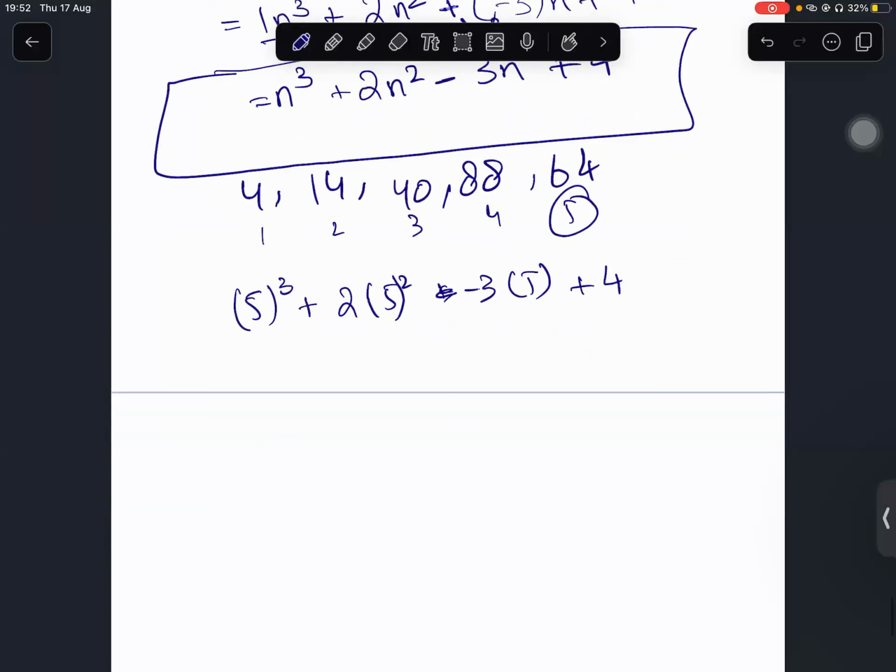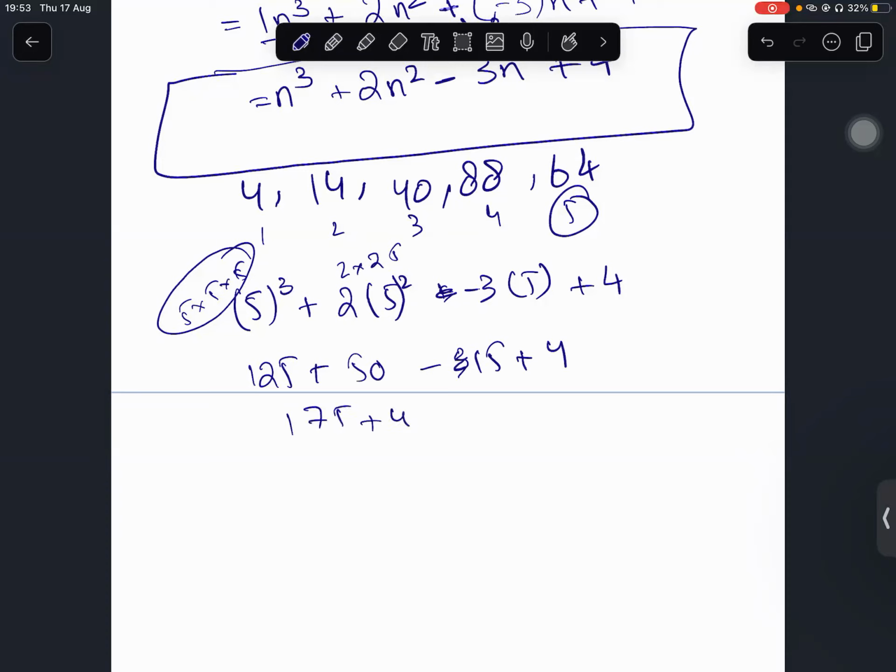Okay. So when you solve this, 5 times 5 cubed is basically just 5 times 5 times 5, and this would be 125, plus this is basically 2 times 25, because 5 times 5 is 25, times 2 would be 50, minus 3 times 5 is 15, plus 4. And when we simplify this, we get 175 plus 4 minus 15. So this becomes 164.